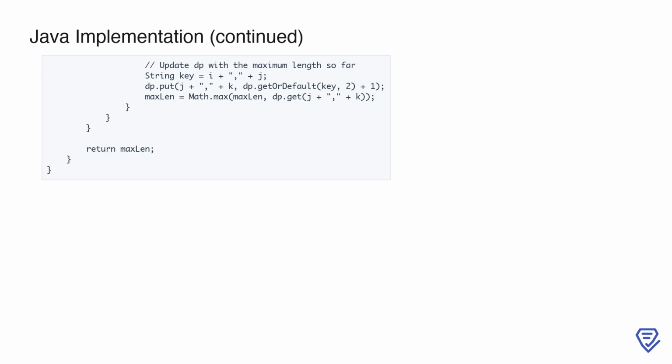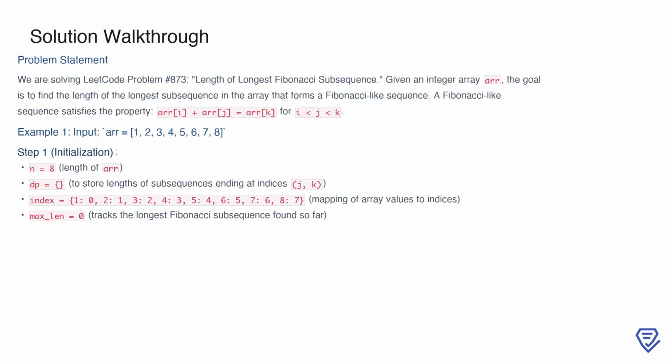In this problem, we are tasked with finding the length of the longest subsequence in a given array that behaves like a Fibonacci sequence. A Fibonacci-like sequence follows the property that each number is the sum of the two preceding numbers, and the indices of these numbers must satisfy the condition i less than j less than k.